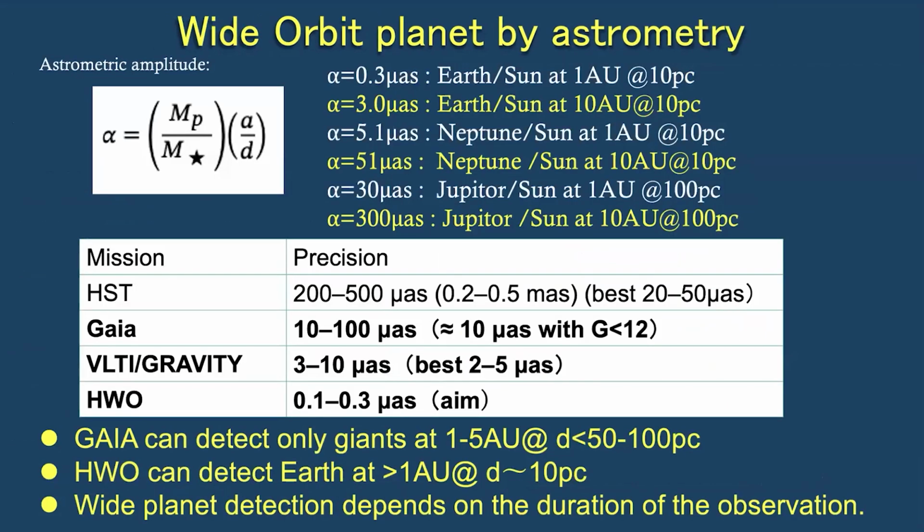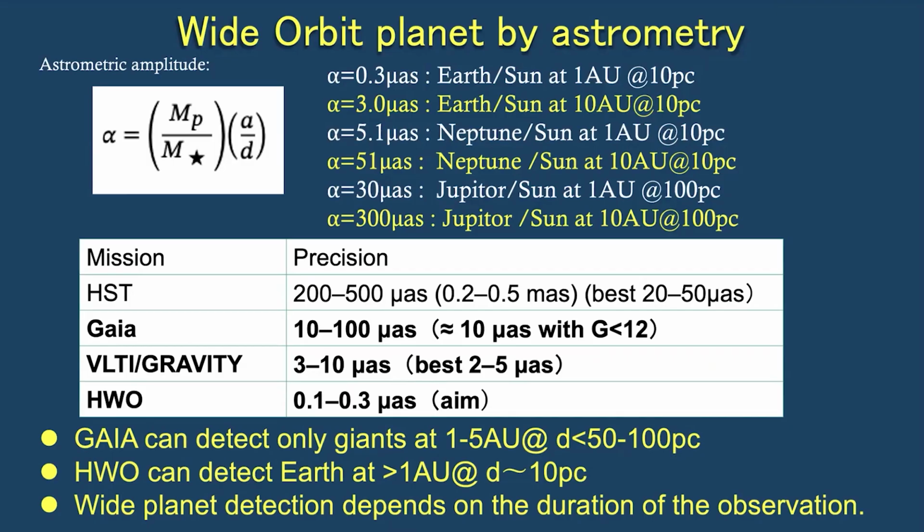So astrometry is also sensitive to the wider planets. The astrometric amplitude for the Earth at 1 AU is 0.3 microarcsecond, and 3 microarcsecond for 10 AU. And it's a higher signal for Jupiter. So Gaia can detect giant planets at up to several AU. And HWO can detect Earth at more than 1 AU.